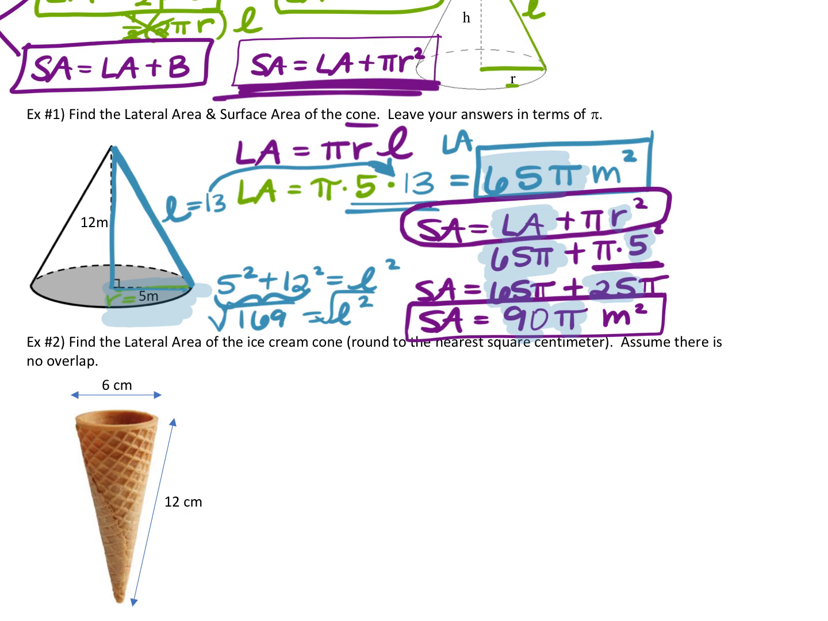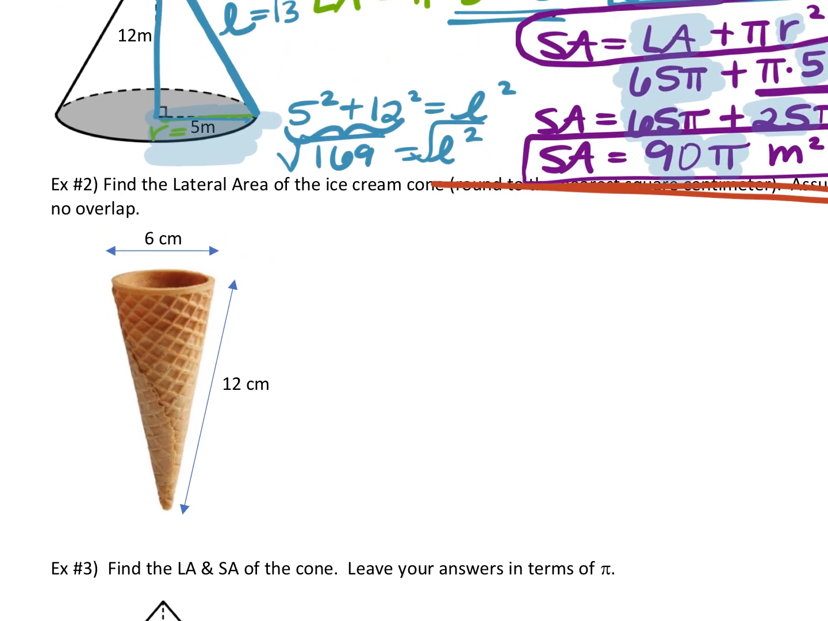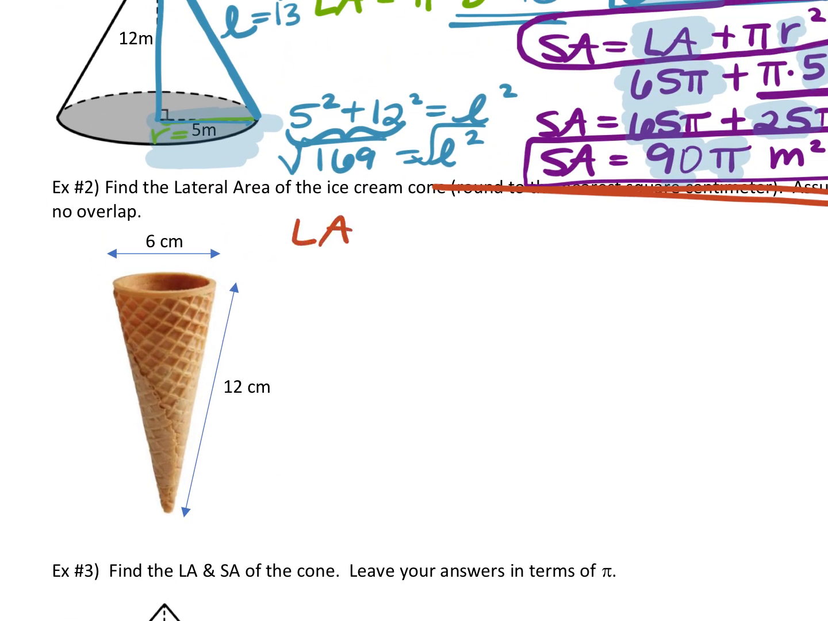Okay, we're gonna do this one the same way. So ignore this. We're just gonna find the lateral area and surface area of this cone. Okay, so lateral area is pi r l.